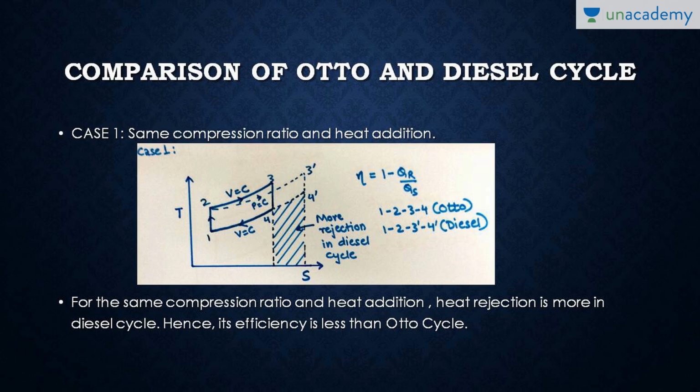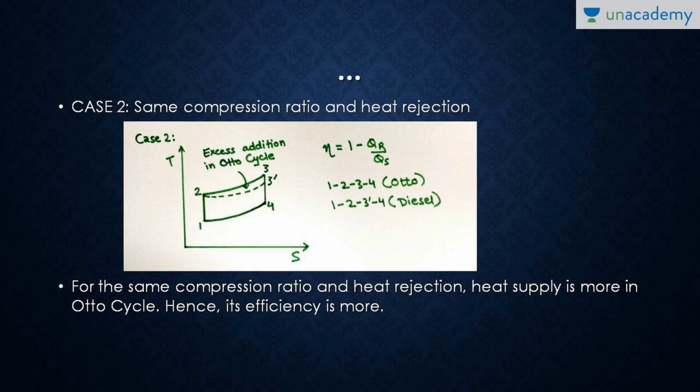Next comparison, case 2: in exams you may be asked, for the same compression ratio and the same heat rejection, which has higher efficiency. Now 1, 2, 3, 4 is a simple Otto cycle. We have to keep in mind that for 4 to 1, the heat rejection should be the same. So the 4 to 1 line would be the same for both the Otto as well as the diesel cycle, right?